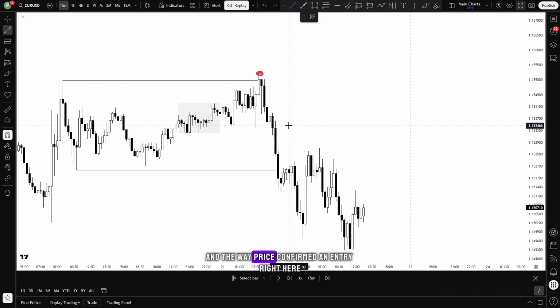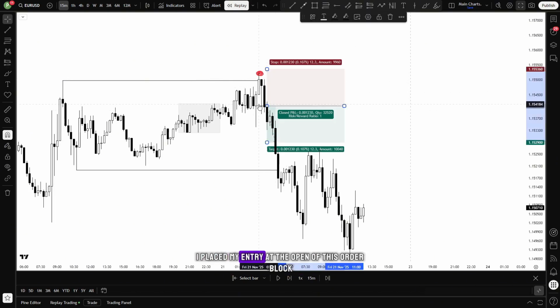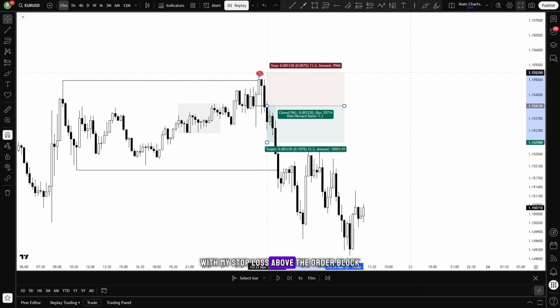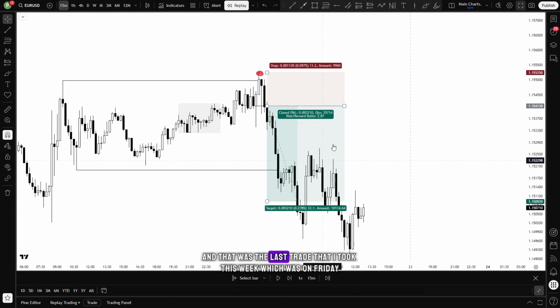And the way price confirmed an entry right here is that we closed below these two consecutive candles and formed an order block. Okay, these two consecutive candles had purged above the candle range, and when price engulfed them, we formed this order block. I placed my entry at the open of this order block with my stop loss above the order block, and I targeted a 3R trade. And that was the last trade that I took this week, which was on Friday.